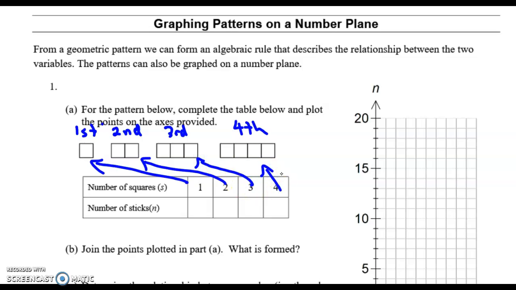And now, how many sticks are in each? So if each of the sides represents a stick, there's 1, 2, 3, 4 in the first one. There's 1, 2, 3, 4, 5, 6, 7 in the second one. 1, 2, 3, 4, 5, 6, 7, 8, 9, 10 in the next one. And if I take that original figure, I just have to add 3 more on, so it's going to be 13 in the fourth one.